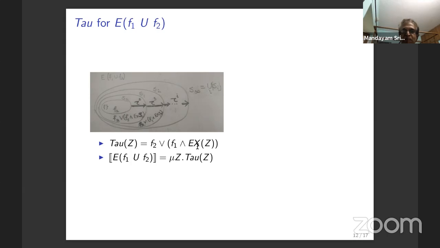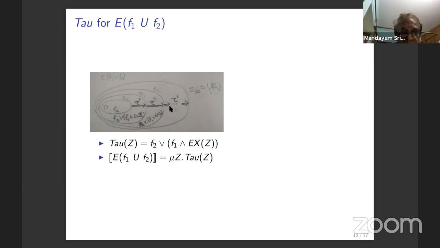That's how I define tau. And the claim is that the least fixed point of this is exactly equal to E of F1 until F2. That's the least fixed point of this tau. I show this pictorially, okay? We will see a proof. We may not be able to get to it today. But this is what is happening here.